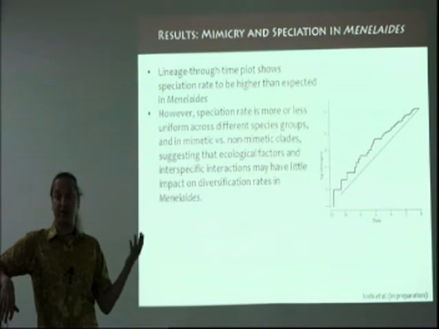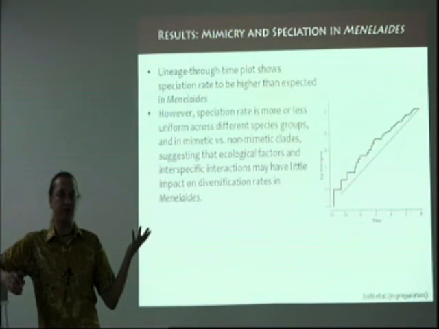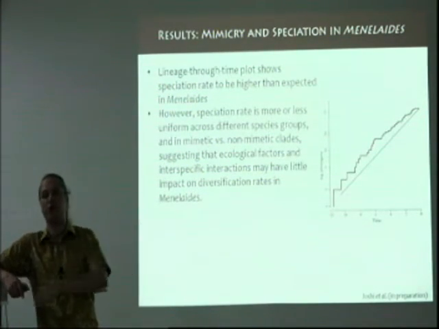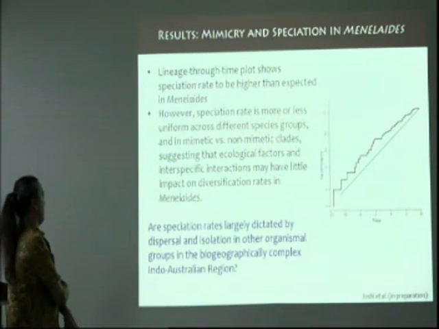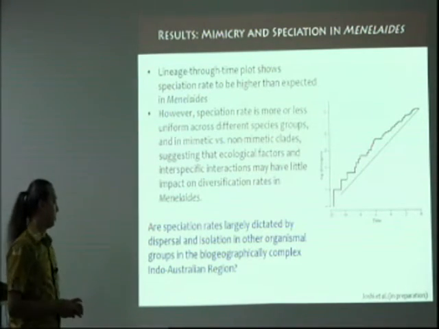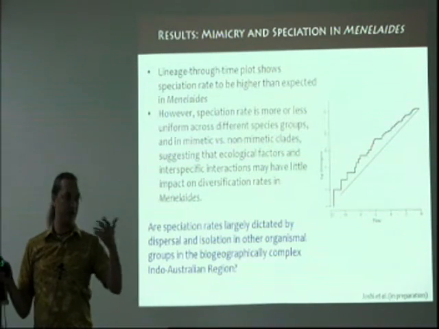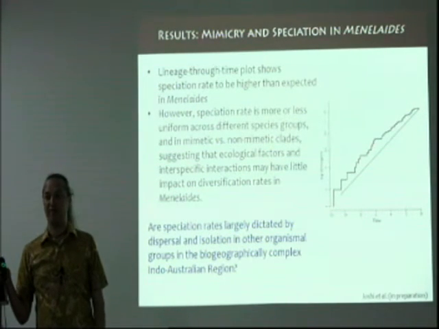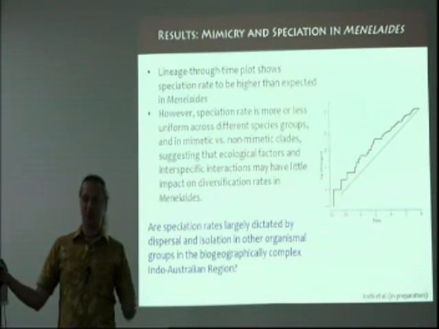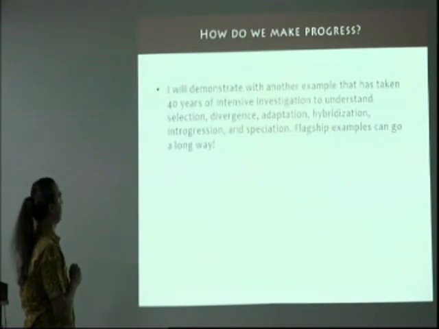And that is what you would expect if, because of dispersal and isolation, it's a random process, and therefore you're going to see random differences. So speciation rate is largely dictated by dispersal and isolation in this kind of biologically complex landscape. But now that we have seen this, if you know any other groups in which this may have happened, you guys do a lot of biological speciation, please let me know. I'll be interested in that.